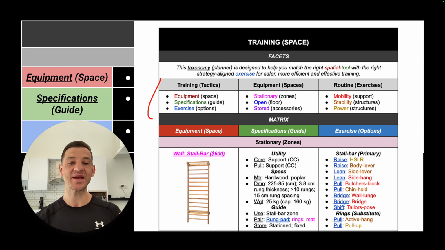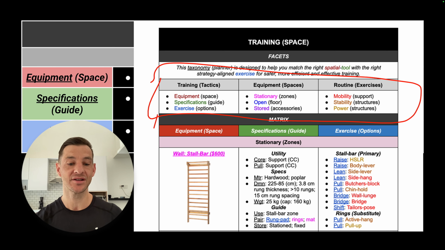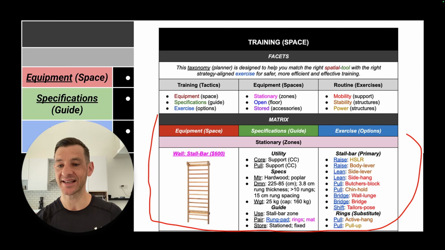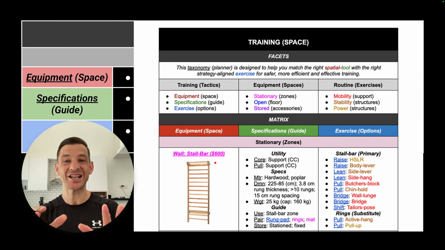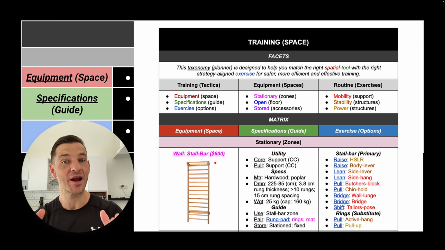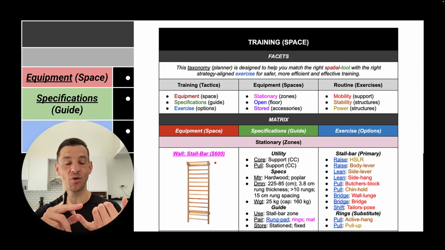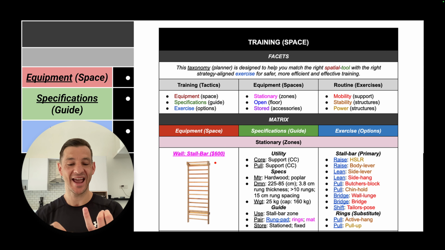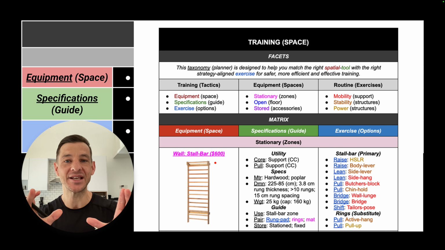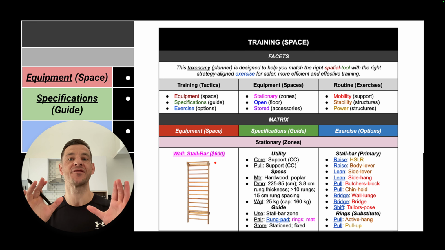Okay, so now that we understand how all of these 9 facets come together to create our training tactics matrix framework, for the next 12 lessons, we will use this training tactics matrix or framework to help us evaluate, number 1, our open training zone, and number 2, 11 pieces of equipment that will serve as the foundation for your home gym. Let's get started.